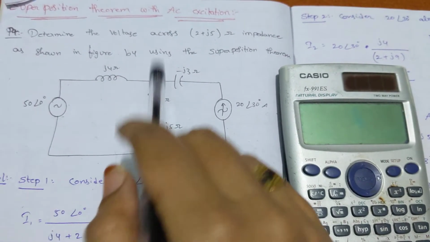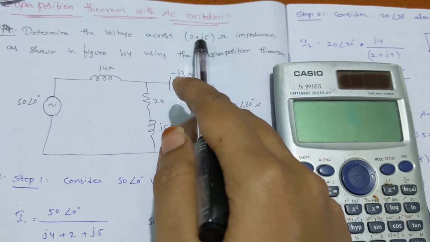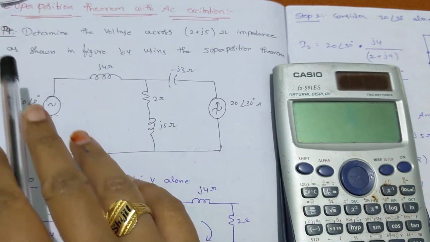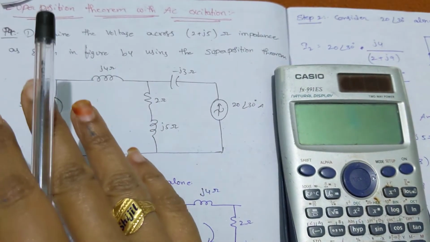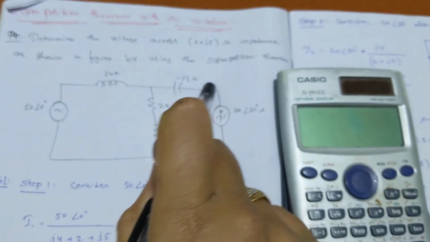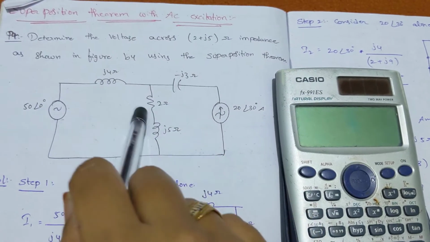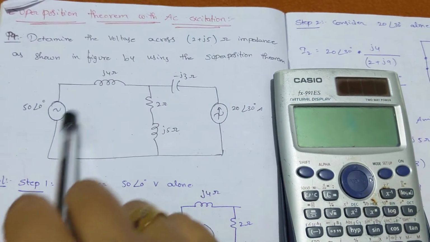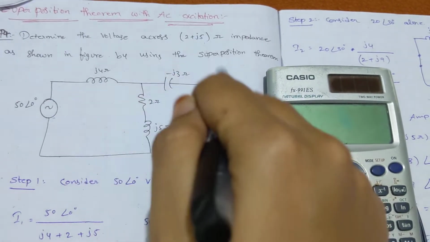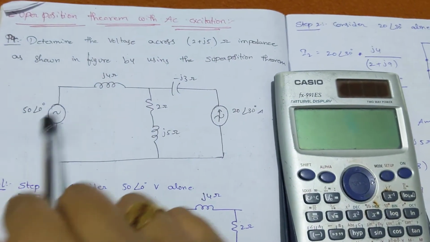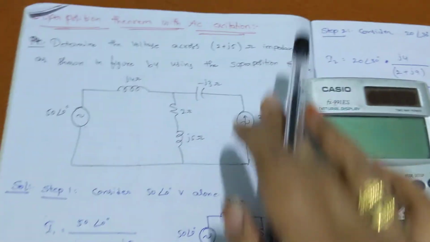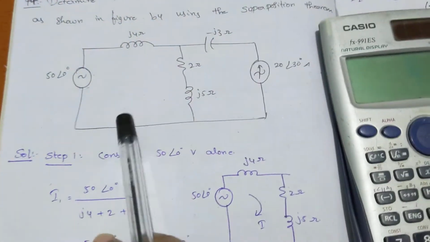Here they ask for the voltage across 2 plus J5. I consider source 1 first, one at a time, and find the voltage across this branch. In the second case, I consider the other source and calculate the voltage across the same branch. The sum of these two responses is equal to the case where both sources are applied at a time. That is the superposition theorem.